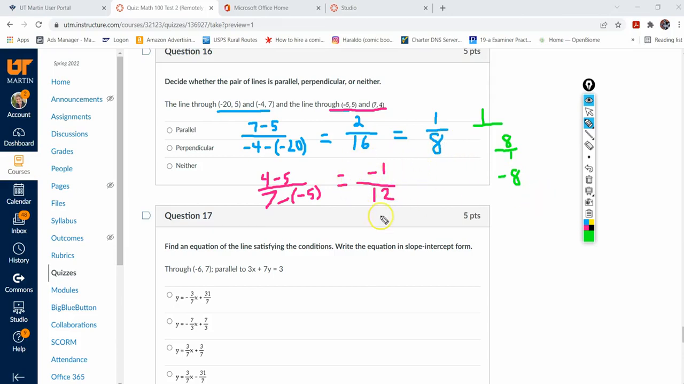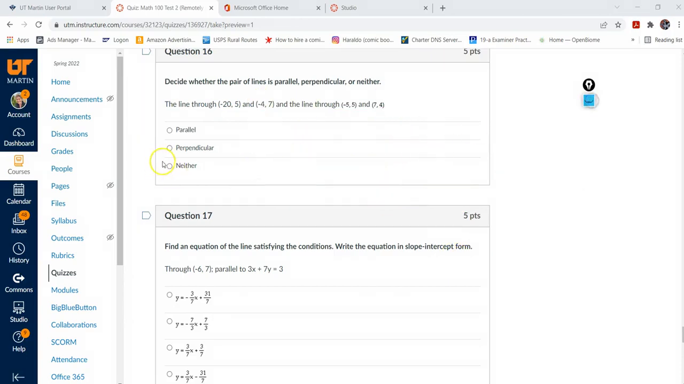What would be parallel to this one? Well, a line with the same slope. What would be perpendicular to that one? Well, flip it and then take the negative of it. So a line with positive slope 12 would be perpendicular to that. These are not related in any way, so the answer is neither.